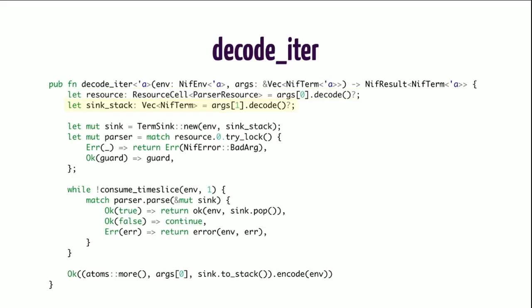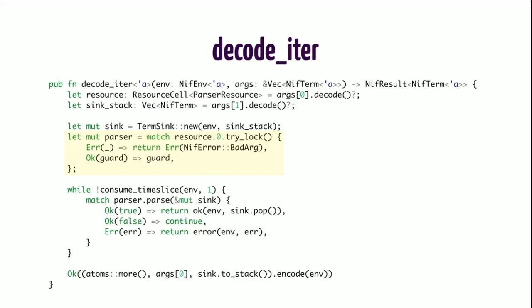We get our sink stack, which is essentially a place to hold terms outside of the parser, because the parser is going to be stored in the resource, and it can't have access to terms or the environment that are not going to outlive the call of the NIF call. So we have to separate those and make sure that they are two distinct places. So we create this sink so that we can stick our terms in.